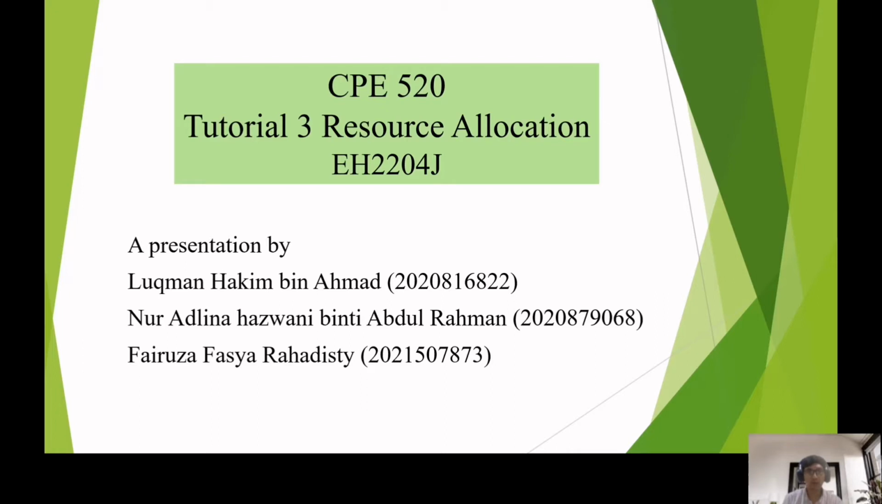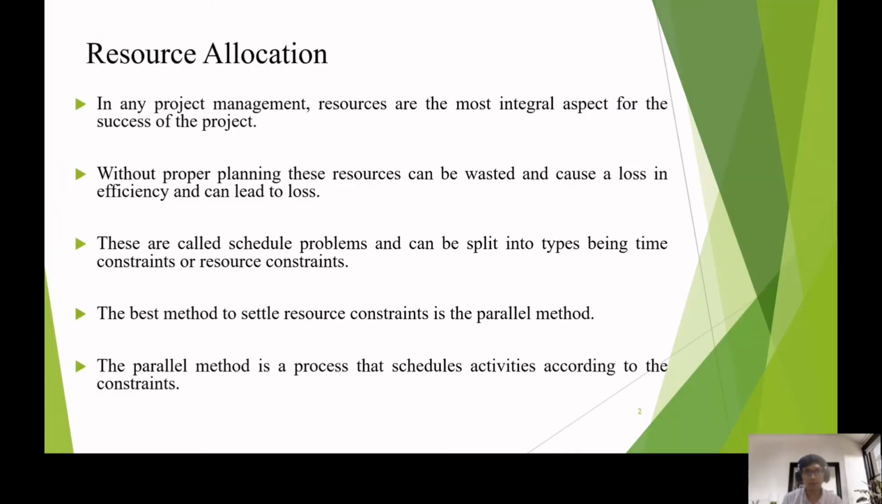So, what is resource allocation? In any project management, resources are the most integral part for the success of the project. Without proper planning, these resources can be wasted, which can lead to a loss of production and efficiency of the project. There are two kinds of schedule problems, which can be split into time constraints and resource constraints. The best method to settle resource constraints is the parallel method, which is the process that schedules activities based on the constraints involved.